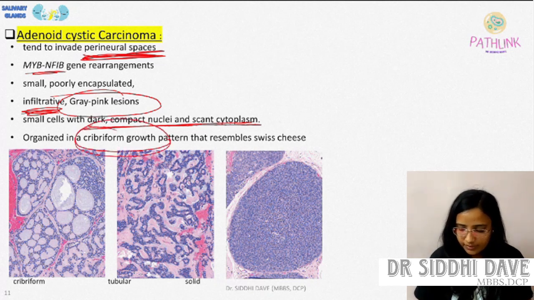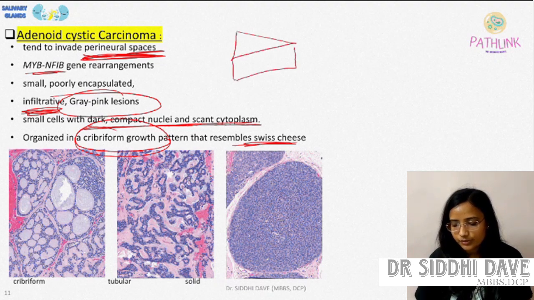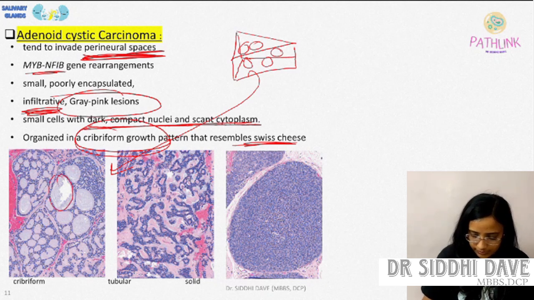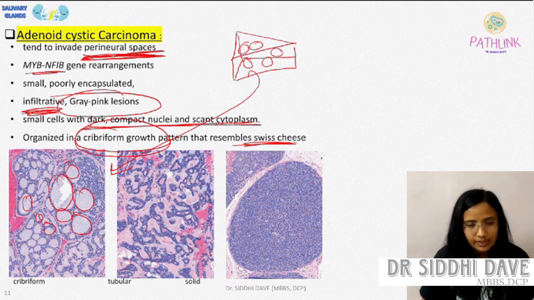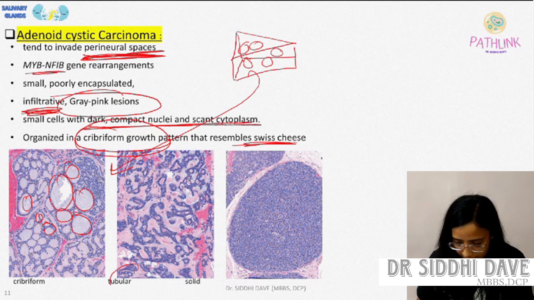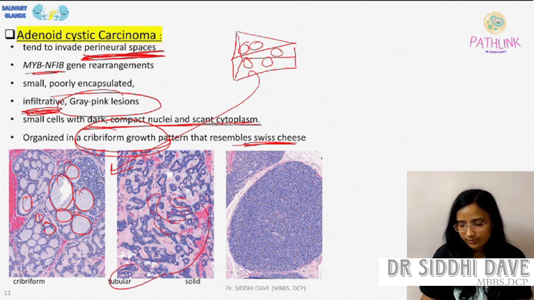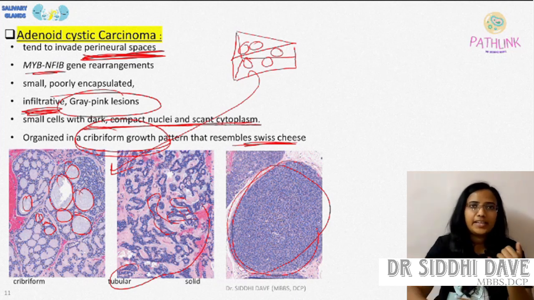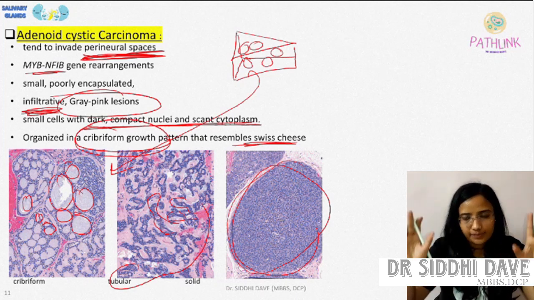If you remember nothing else, remember the cribriform growth pattern resembling Swiss cheese. The yellow cheese with round holes that you see in Tom and Jerry, that Swiss cheese appearance is seen in adenoid cystic carcinoma. Here you can see the Swiss cheese appearance, the cribriform pattern. A tubular pattern will also be there; can you appreciate the tubules here? And this is the solid part of the tumor. So adenoid cystic carcinoma: perineural invasion and cribriforming.